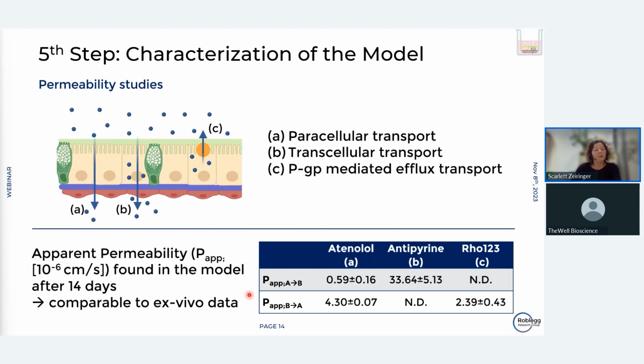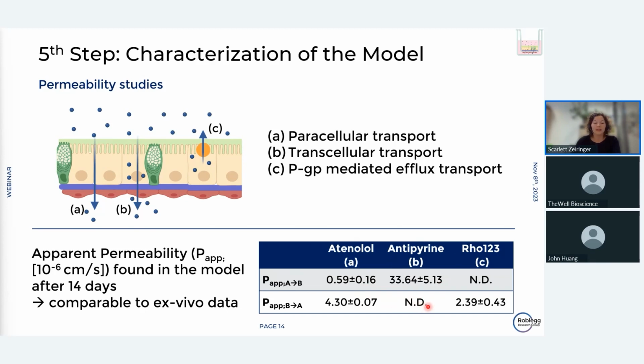Here, the apparent permeability coefficients, shortly Papp values, can be found for all three tested substances. Atenolol reached a Papp value of 0.6, which is in accordance with data found in the literature using excised small intestinal tissue. Antipyrine Papp values were consistently high in the model, with its peak after 14 days and the value of 33.6, also comparable to values found in the literature for in vivo small intestinal tissue.